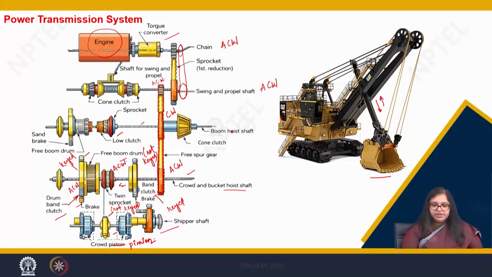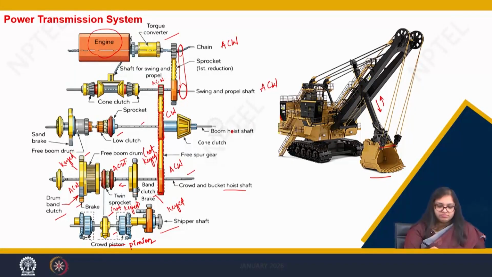These two crowd pinions would push the dipper stick to move forward. Since you can imagine they are rotating in an anti-clockwise direction, the crowd pinions are rotating anti-clockwise, so they would be pushing the dipper stick towards the front.